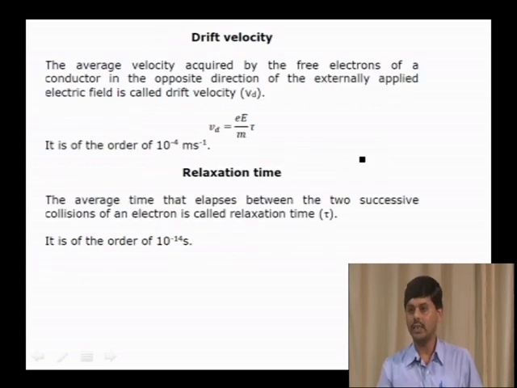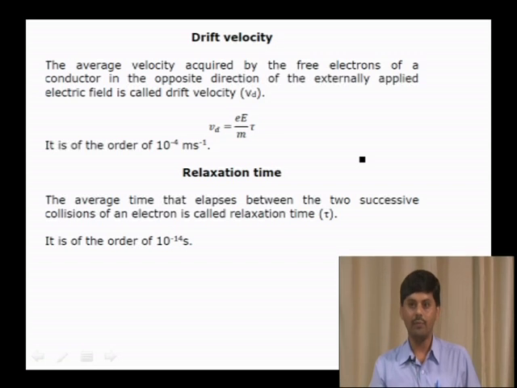Drift velocity. The average velocity acquired by the free electrons of the conductor in the opposite direction of the externally applied electric field is called drift velocity. It is given by Vd is equal to eE tau divided by m, where e is the charge of the electron, E is the electric field, m is the mass of the electron, and tau is the relaxation time. The order of the drift velocity is about 10 raised to minus 4 meter per second.